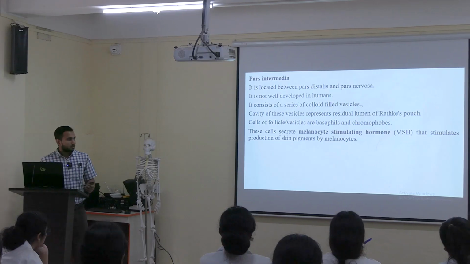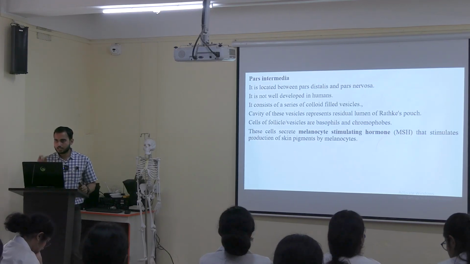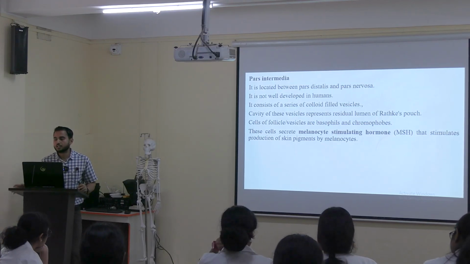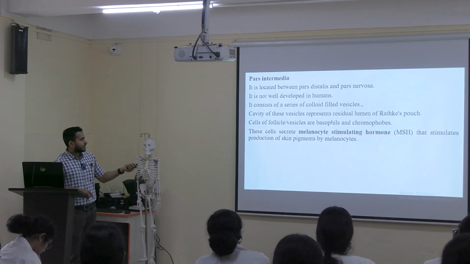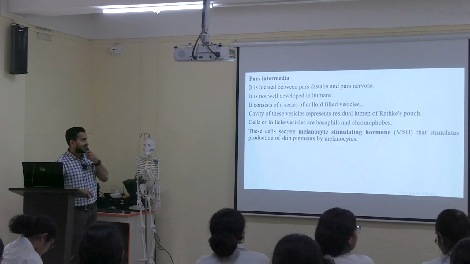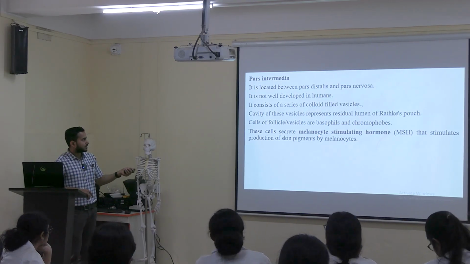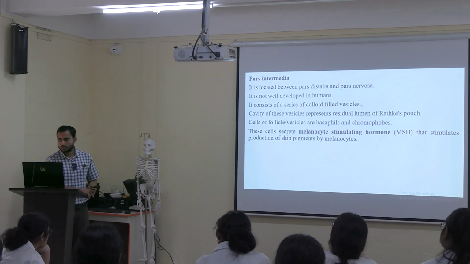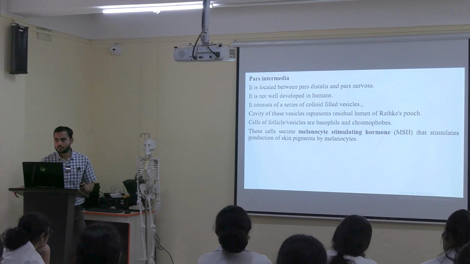Okay, तो क्या होता है? If you see the intermediate area, just anterior to the intermediate area, you can see a cleft is present. Now that cleft represents the remnant of the Rathke's pouch. So cells of the follicles or the vesicles are basophils and chromophobes. Okay, basophils are also there, chromophobes are also there. Now the basophils secrete MSH, also called melanocyte stimulating hormone. Okay, now you know the function, production of skin pigment by melanocytes.